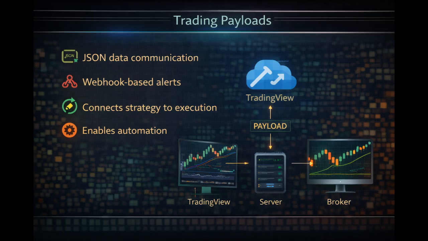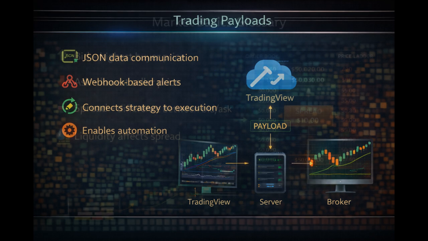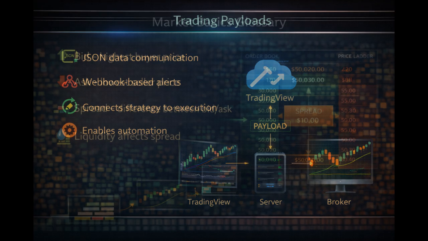In TradingView-based automation, payloads are typically generated through alerts and transmitted using webhooks to external trading servers. These servers interpret the payload data and execute trades according to predefined strategy rules and risk management policies. Understanding payload structures and how they are used in automated trading workflows is essential for interns and developers working with algorithmic trading systems.